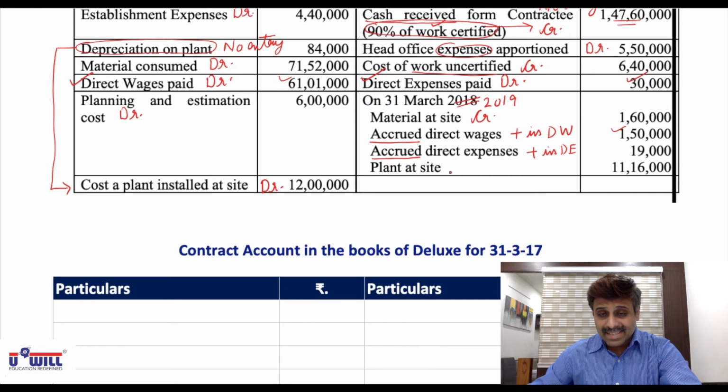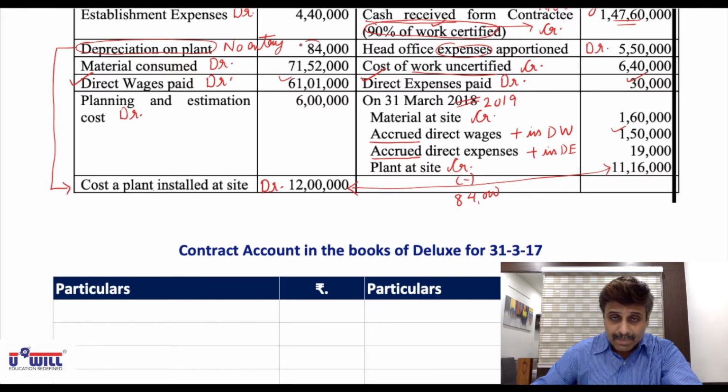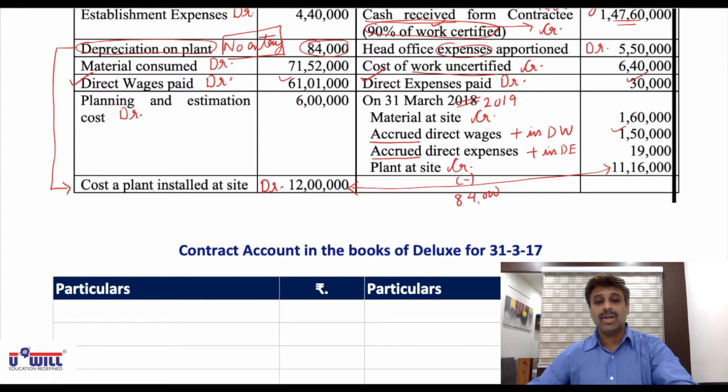Now plant at site means closing balance of plant, that will come on the credit side. You all can see this difference. As I said, we will record plant on the debit side 12 lakhs, plant at site on the credit side 11 lakh 16,000. All of you find the difference. 12 lakhs minus 11 lakh 16,000, you'll find the difference is 84,000. That is what this depreciation is. That's why we said depreciation will have no entry, because it automatically gets recorded.